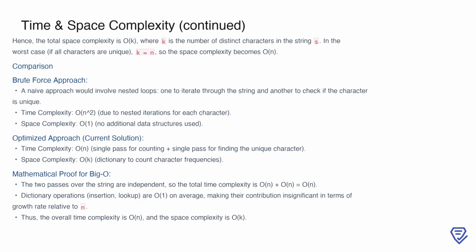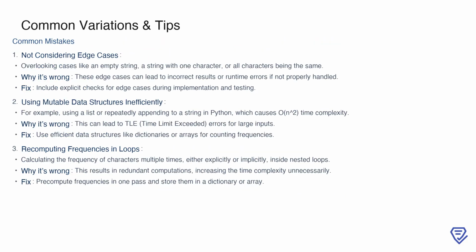Thus, the overall time complexity is O(n), and the space complexity is O(k). When solving this problem, it's important to be aware of some common mistakes that can trip you up.